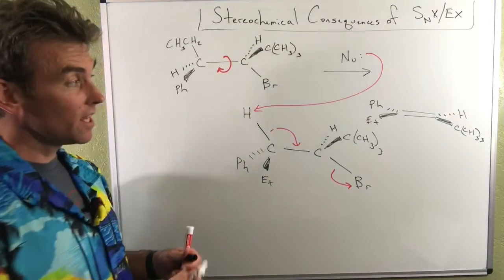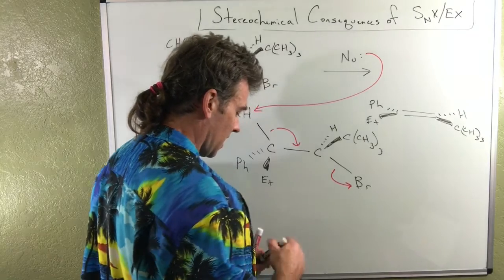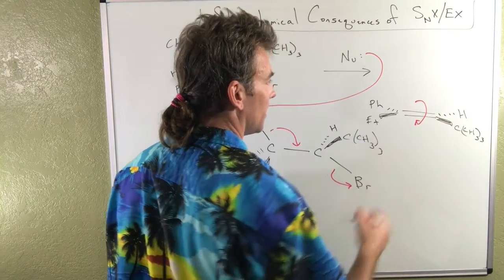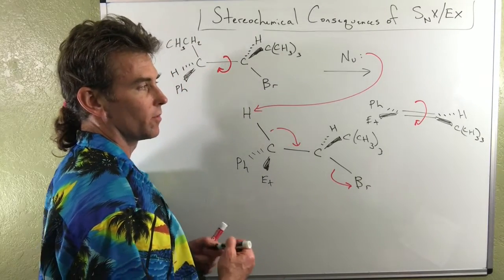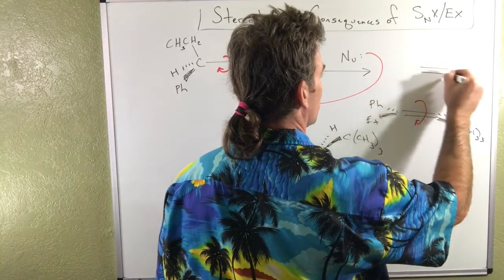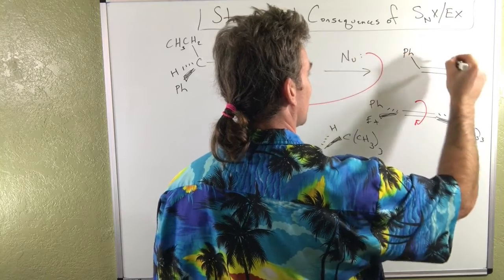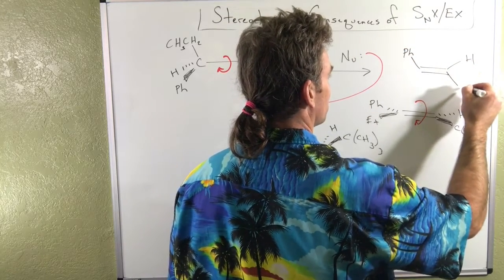And so you'll see that if I now take this and rotate it so that everything is in the plane of the blackboard, the ethyl and the tert-butyl group all end up on the same side. So this is why we consider the E2 reaction, just like the SN2 reaction, a stereospecific reaction.